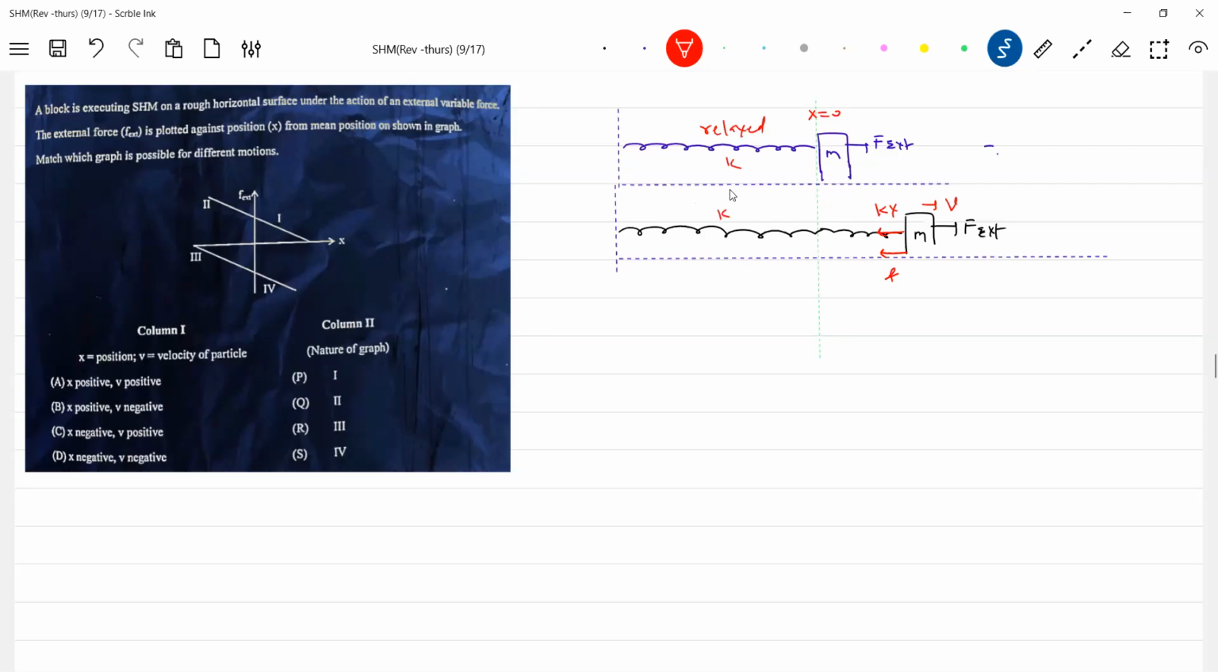Getting into the problem, the block is going to execute SHM. What actually happens is I apply force, then it will accelerate and its speed will increase. Then at one point the mean position will come, and then it's going to retard also. So the equilibrium position will come somewhere here.